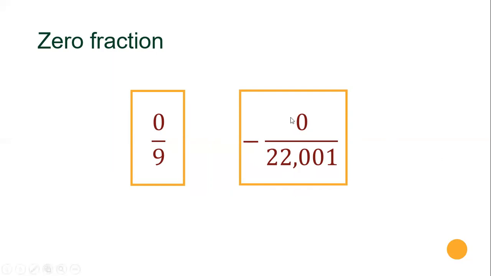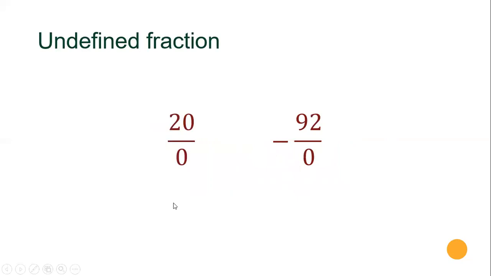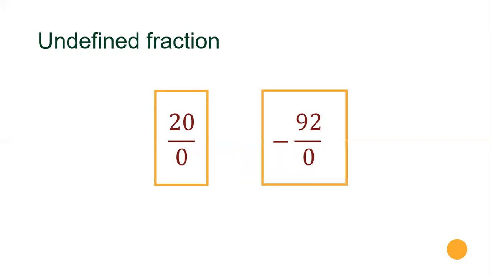Okay, let's move on to undefined. An undefined fraction is a fraction with a denominator of 0. These examples here are an impossibility because nothing can be divided by 0. So 20 over 0 and negative 92 over 0 are undefined numbers or undefined fractions.